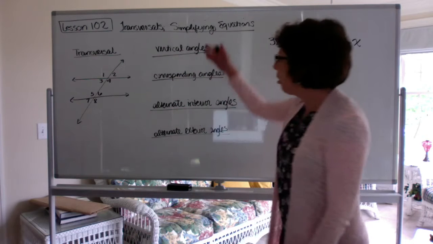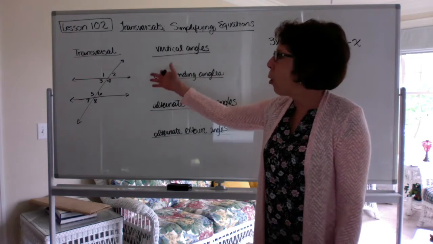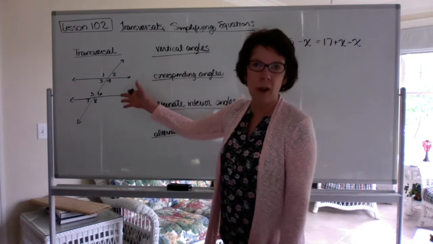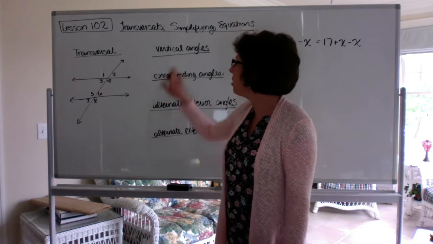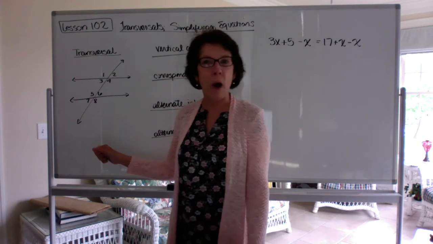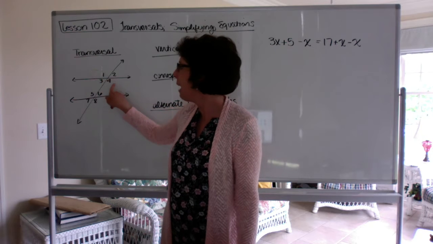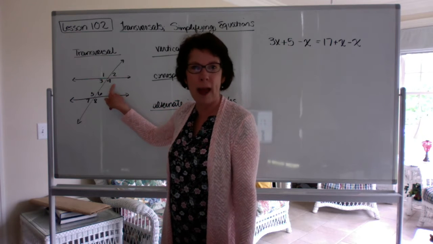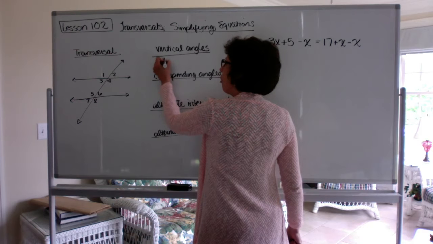Now, here are 4 different types of angles that are created with this transversal across these two parallel lines. We've talked about vertical angles before. Vertical angles are angles that are opposite each other when two lines intersect. So angle 1 and 4 are vertical angles. So I'm going to write that pair. I've got 1 and 4 are vertical angles.